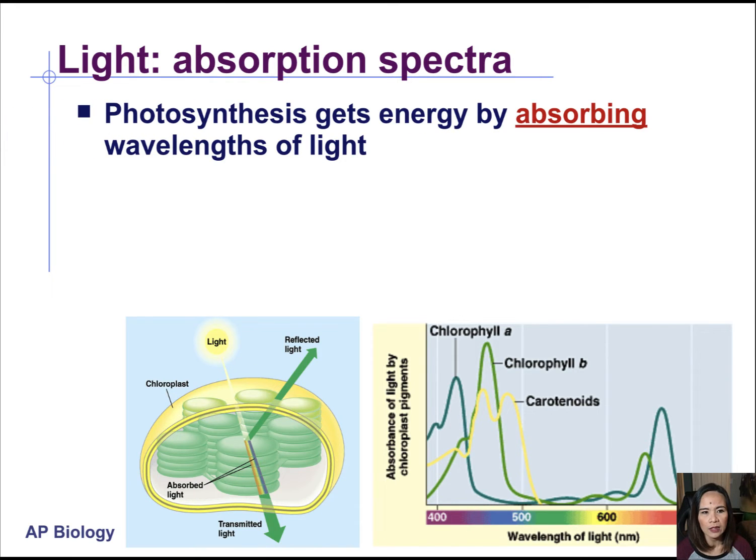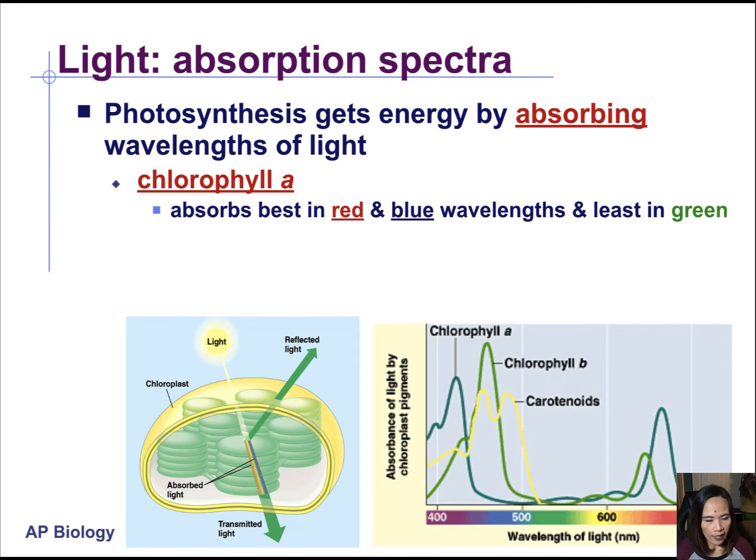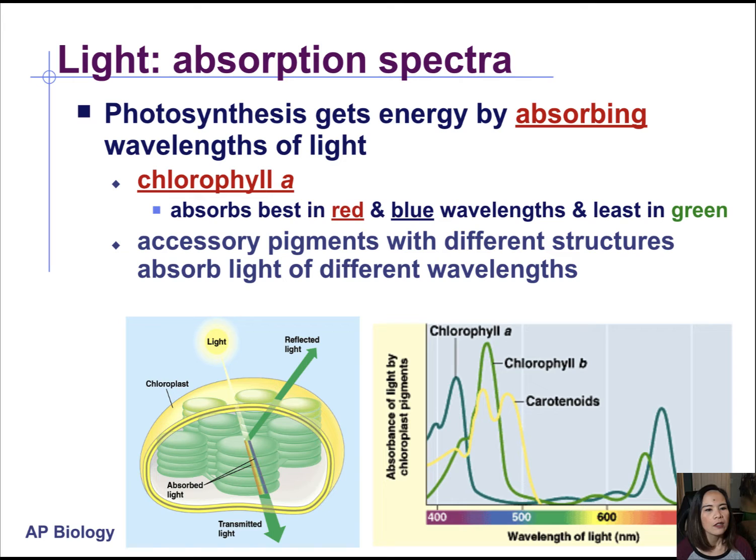So photosynthesis gets energy by absorbing wavelengths of light. Chlorophyll A absorbs best in red and blue wavelengths and least in green. Okay, so that visible light, the red and blue wavelengths, is best absorbed by the plant. Now some accessory pigments with different structures absorb light of different wavelengths, like chlorophyll B, carotenoids, and xanthophylls.